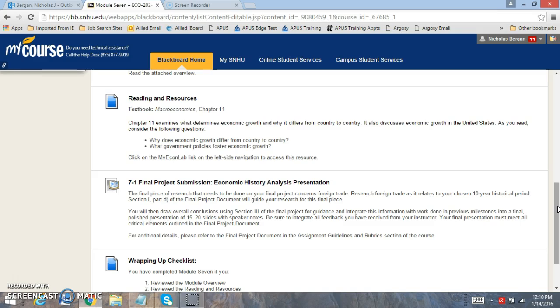What government policies will foster economic growth? That's another key thing to focus on. Economic growth is very important to many economies. And when we look at economic growth, we want to focus on how to establish economic growth policies to help our economy continue to grow in the future.